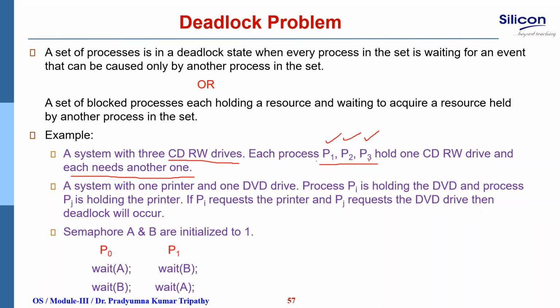If you remember the dining philosopher problem, each of the philosophers will hold one of the resources, one of the chopsticks, and they search for the second one, they will never get it. It's a kind of deadlock.